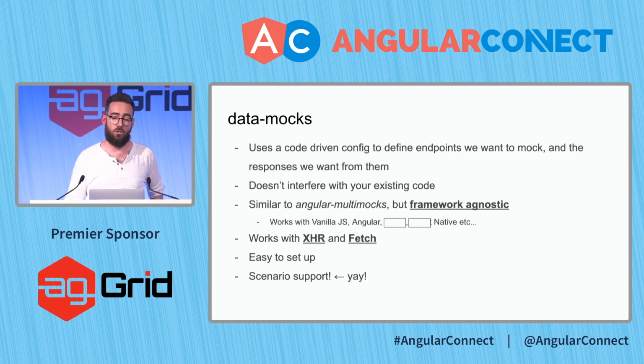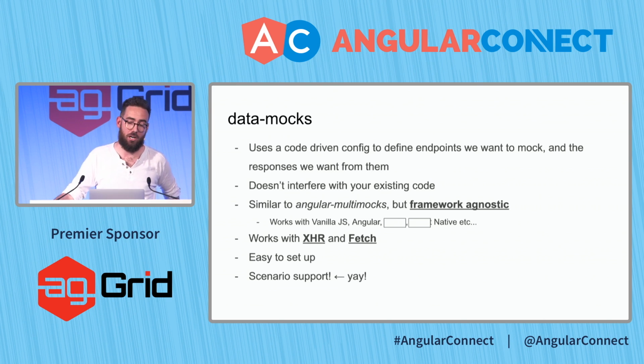It uses a code-driven config, so that's nice. You're not writing loads and loads of JSON. It doesn't interfere with your existing code base, which is really cool. And it's similar to Angular multi-mocks, which actually Ed, who's in the audience here, wrote. But it's a framework-agnostic version of it, which works with everything, like vanilla JavaScript, Angular. Didn't know if I could use the R word, so I've redacted a couple of things. So we've got blank and blank native. So you can probably work out what those are.